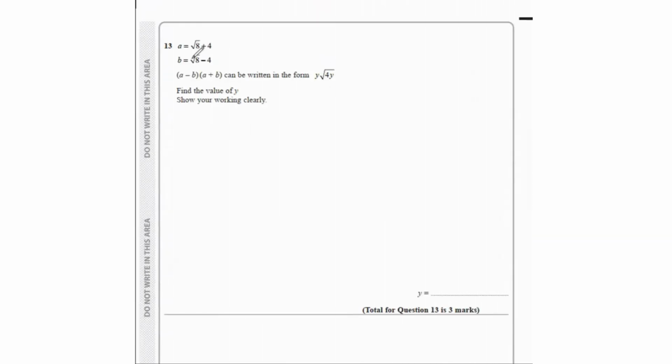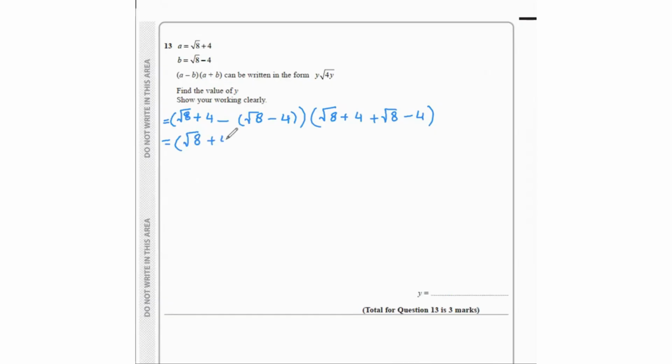This question says a equals root 8 plus 4 and b equals root 8 minus 4. A minus b times a plus b can be written in the form of y root 4y. Find the value of y. So let's begin with substituting the values of a and b. Root 8 plus 4 minus root 8 minus 4. Root 8 plus 4 plus root 8 minus 4.